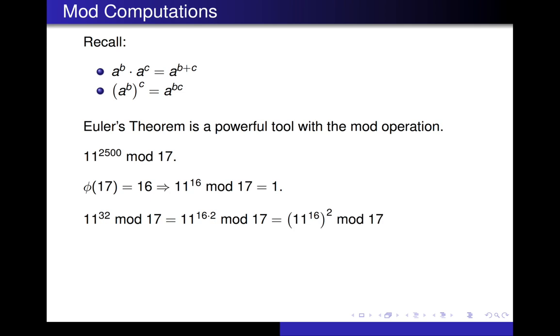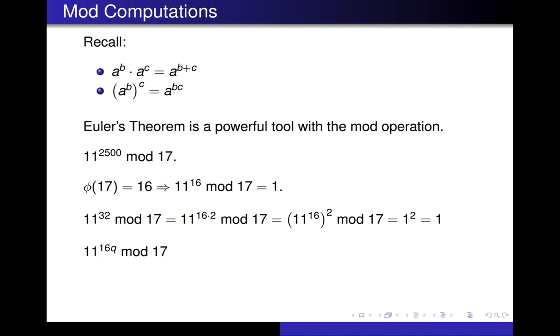And since we know that 11 to the 16 is congruent to 1 mod 17, we get 1 squared is equal to 1. So not only is 11 to the 16 mod 17 equal to 1, but 11 to the 32 mod 17 is equal to 1. And I'm sure you can see where I'm headed here.